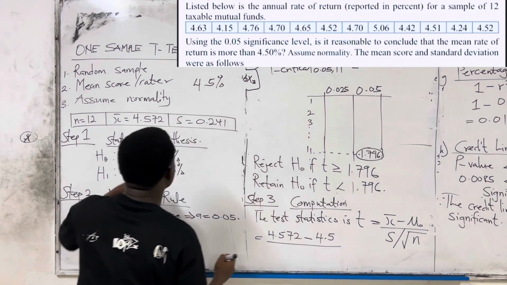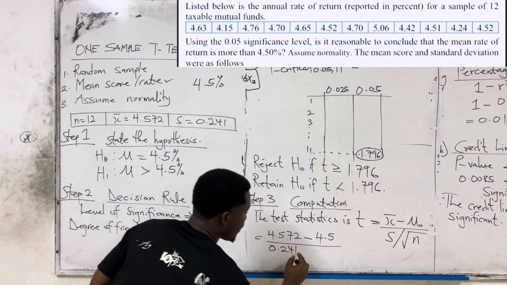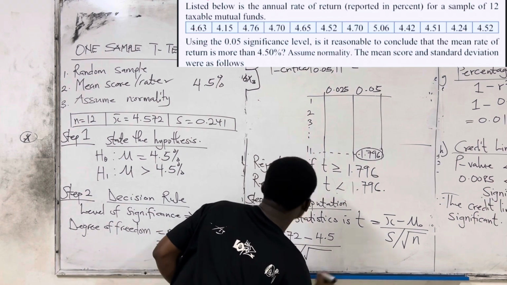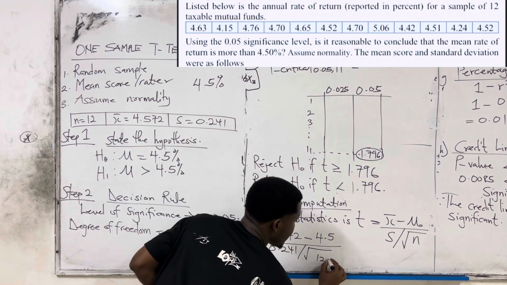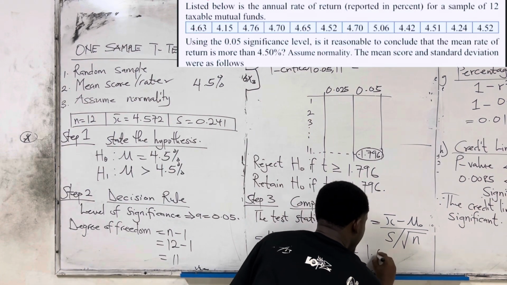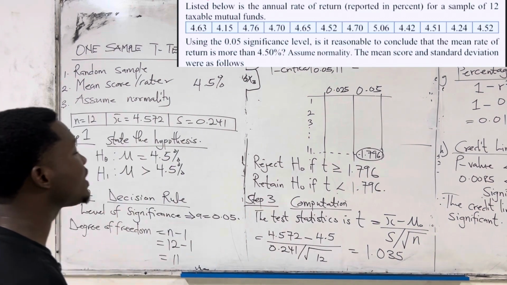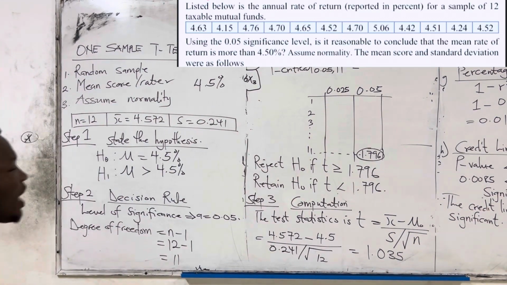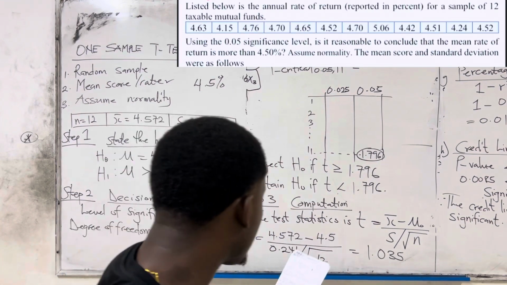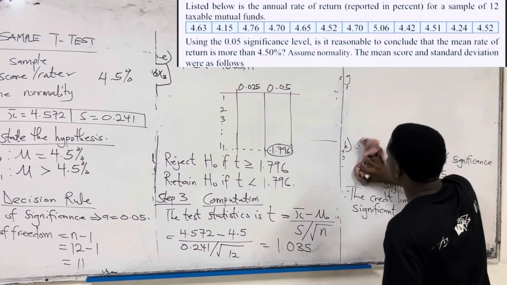all over the standard deviation, which has been given to us as 0.241, and then over the square root of the sample space, which is 12. So after solving this, you will get 1.035. So this is what you will get for your t value. And we have the critical value also there. So we are done with the computation.